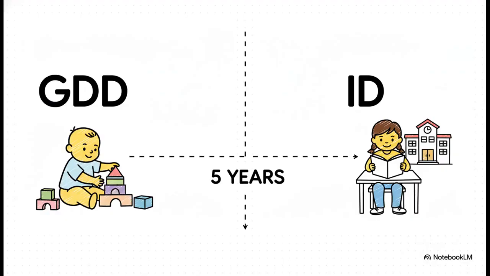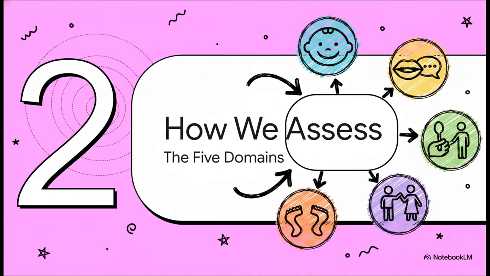So if you take away one thing from this section, let it be this. The single biggest difference between GDD and ID is the child's age. It's that simple. You can think of GDD as a kind of working diagnosis for a young child. It tells us there's a problem, but it might or might not turn into a diagnosis of ID once they're older and we can do more formal testing. So remember, under 5, it's GDD. Over 5, it's ID.